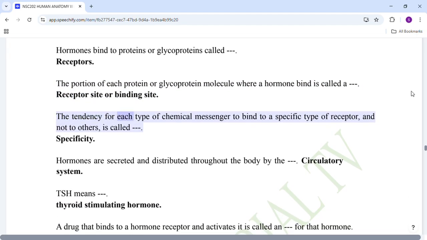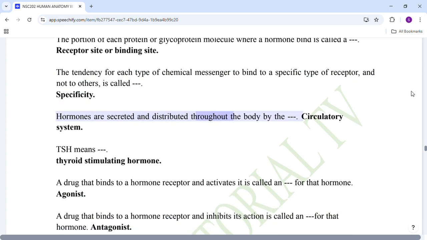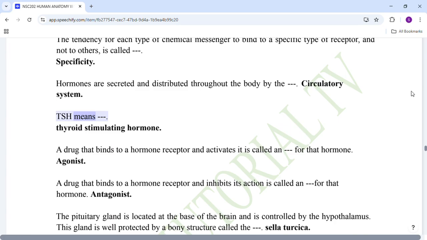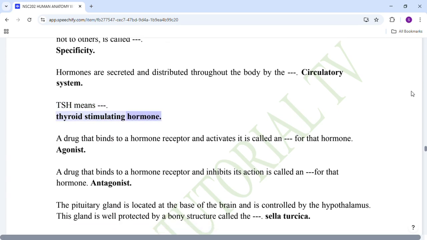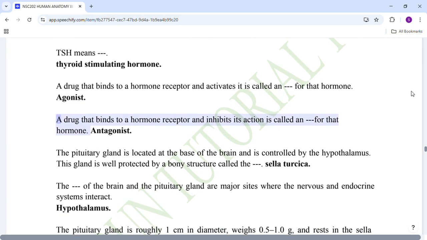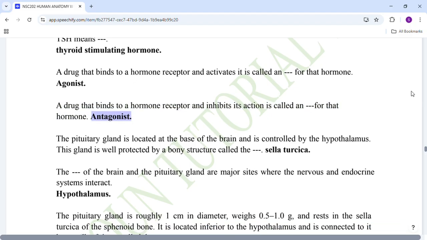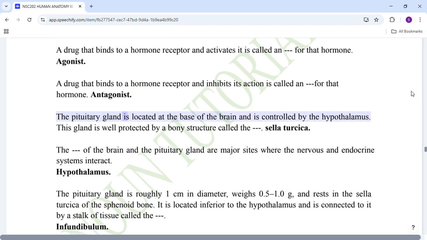The tendency for each type of chemical messenger to bind to a specific type of receptor, and not to others, is called specificity. Hormones are secreted and distributed throughout the body by the circulatory system. TSH means thyroid stimulating hormone. A drug that binds to a hormone receptor and activates it is called an agonist for that hormone. A drug that binds to a hormone receptor and inhibits its action is called an antagonist for that hormone.